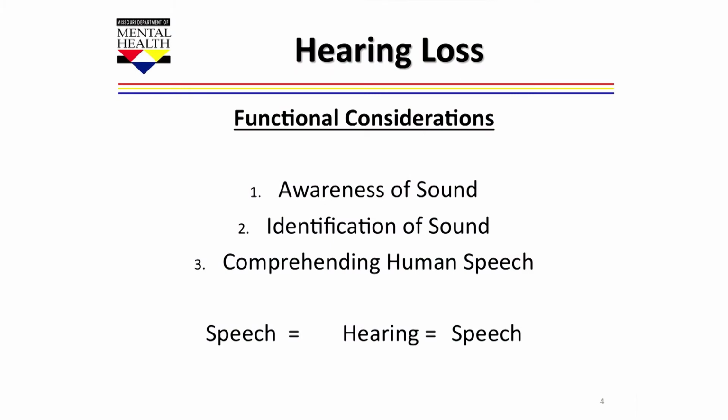So now that we've discussed medical considerations, I want to talk a little bit about functional considerations. I want you to start to think about hearing in terms of functional categories. When we discuss these functional categories, there are three. The first and most basic is an awareness of sound. Is that individual aware of sound occurring around them? Are they able to tell that noises are being made? That's the first level of functional categories.